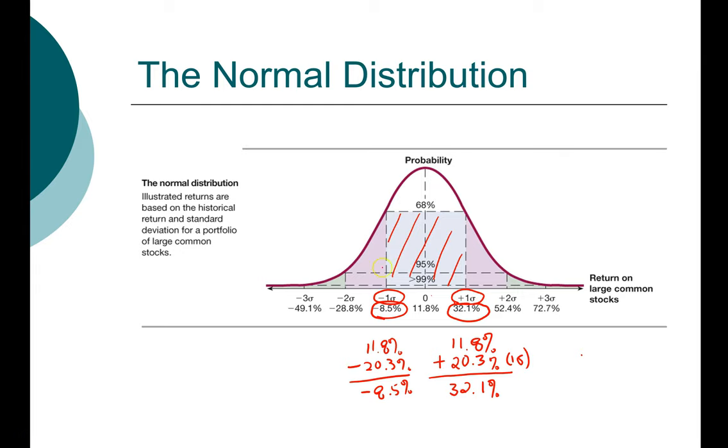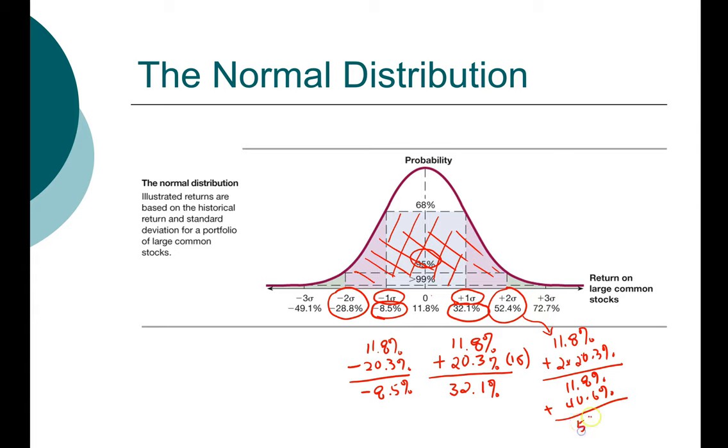Next, let's take a look at the pink area. The pink area here includes the center as well. That is the 95%. The 95% corresponds to plus two standard deviations and minus two standard deviations. So plus two standard deviations means that we take the expected return, which is 11.8%, plus two times the standard deviation, so two times 20.3%. So that means 11.8% plus 40.6%, and that gives us 52.4%. So that's how this comes about.